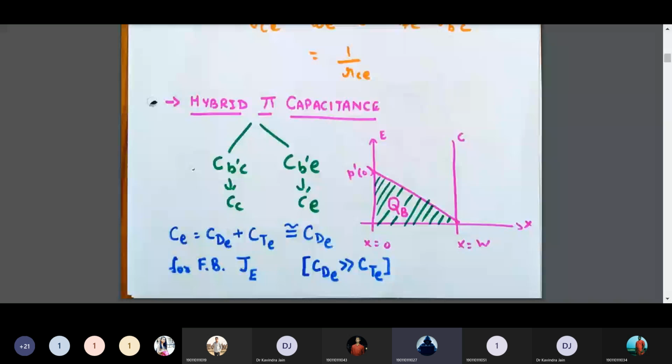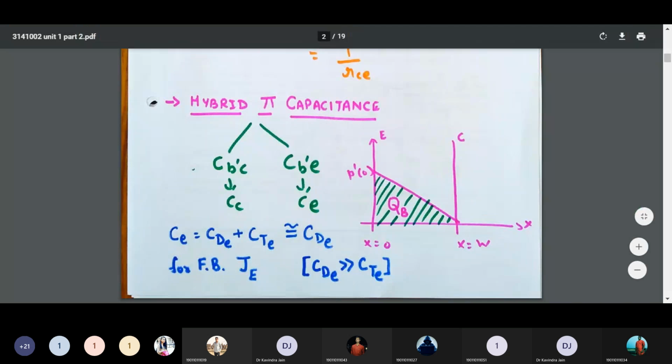Now the W, which is known as the base width, is very, very small as compared to the diffusion length LB. So W is less than LB. So what happens is this P dash is linearly varying from the top to the bottom, that is to the value 0 at the collector. Hence, we say that, I hope all of you have drawn the graph so I can proceed further.